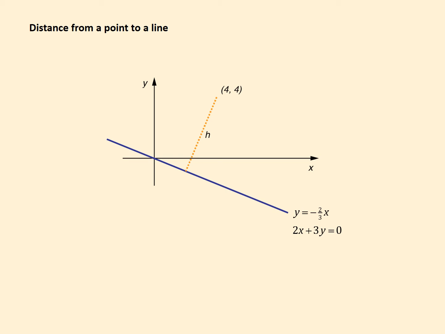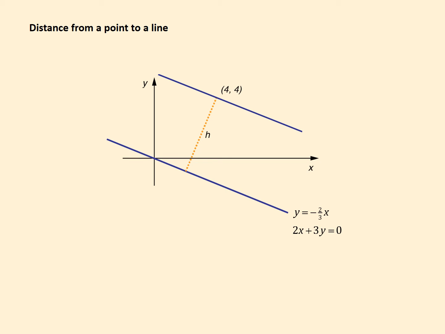We have here a point 4,4 and a line passing through the origin with equation y equals minus 2/3 x. Rearranging that equation, we can see that 2x plus 3y is 0. And the question is, what is the distance between the point and the line? I'll call it h.